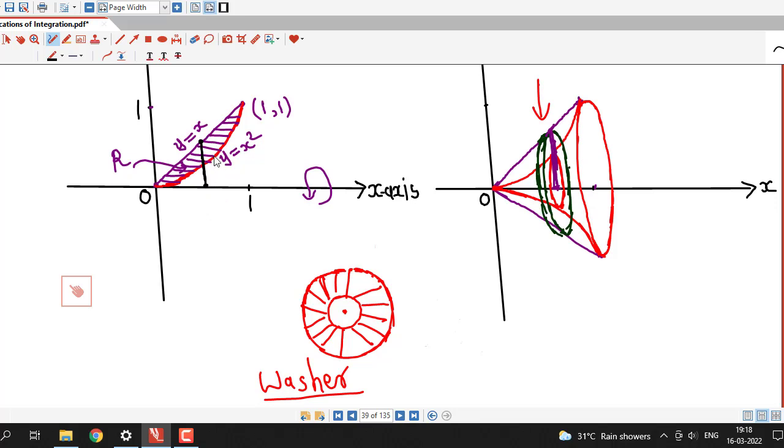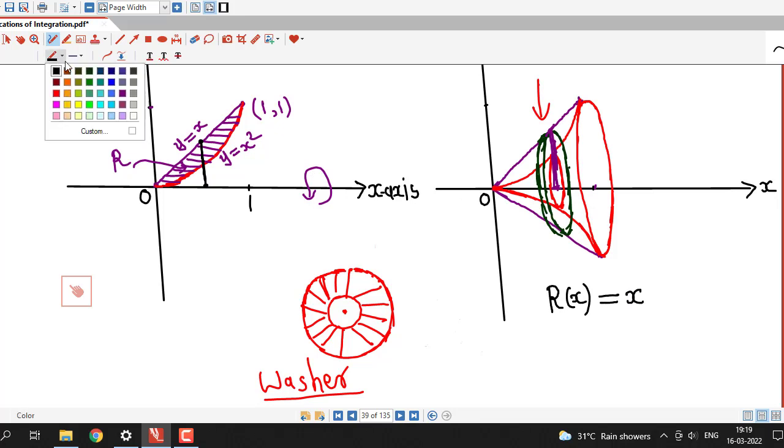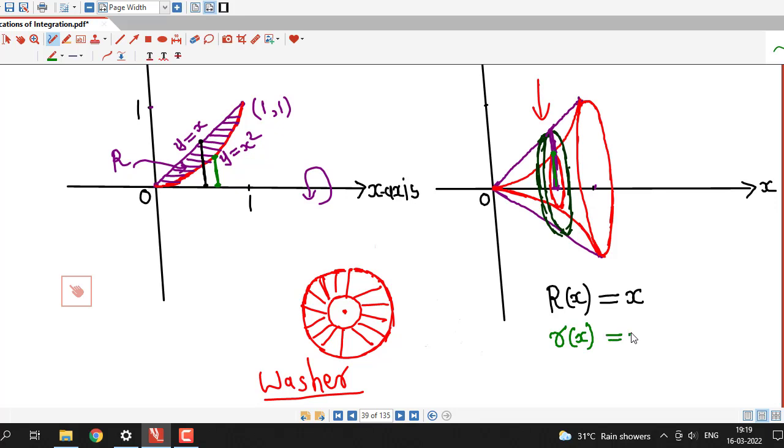So that distance is x minus 0, that is x. So we denote the radius of the outer circle by capital R, which is x here, and the radius of the inner circle is the distance between this curve, y equal to x square, and the x axis, and that we call the inner radius, and that is nothing but x square.